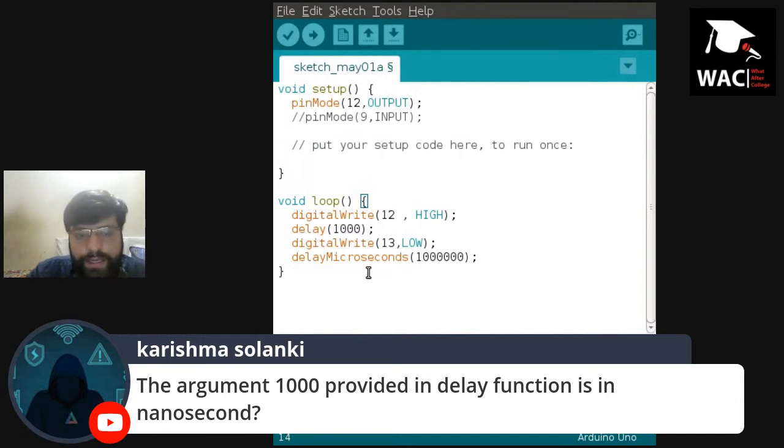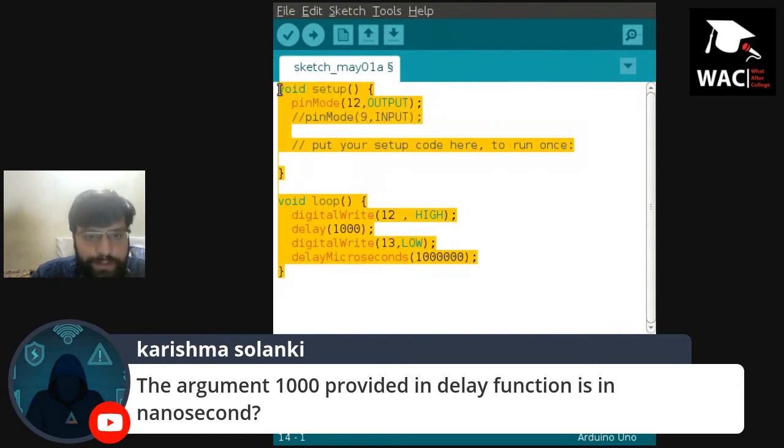Okay, so here's our code. Let's go to a simulation system to use this code. I have a Tinkercad system. Just wait a second.